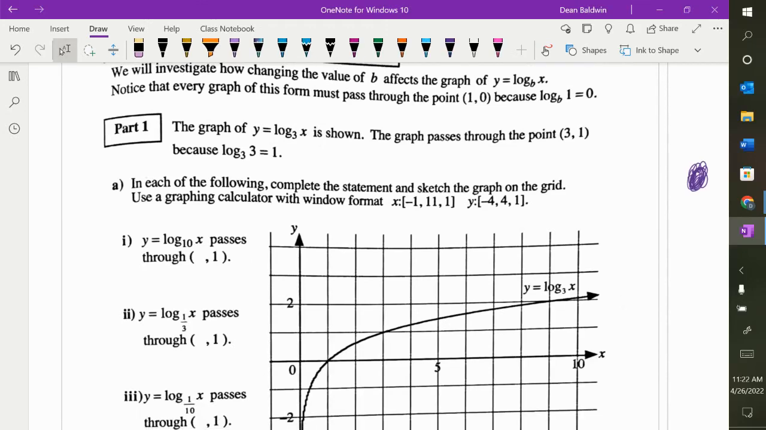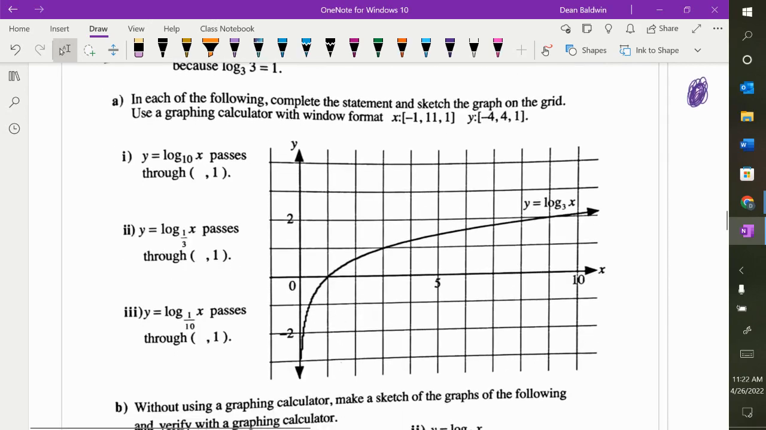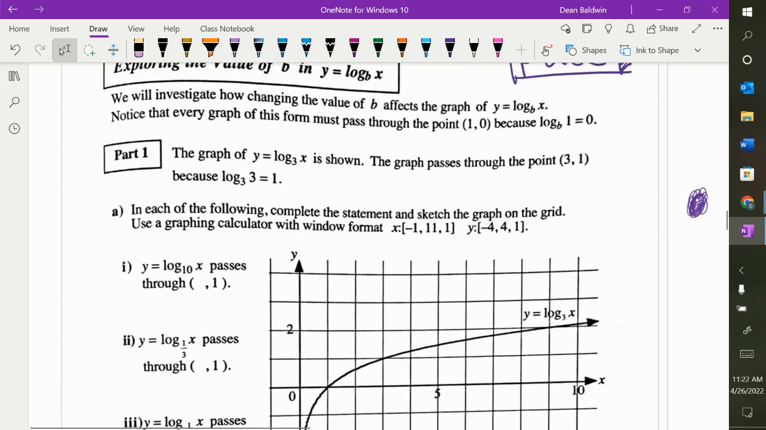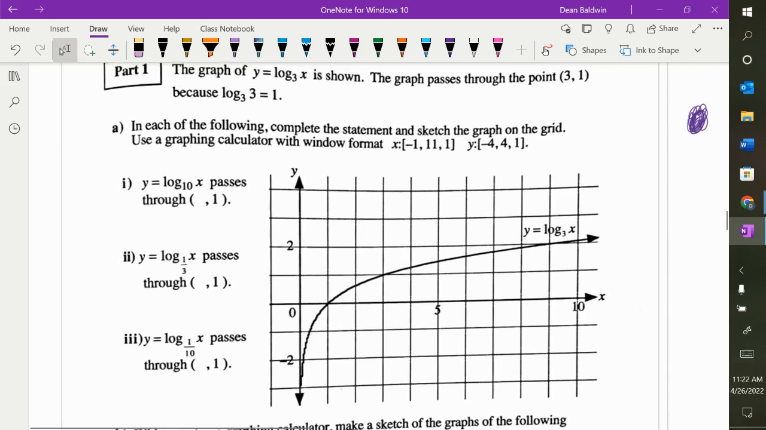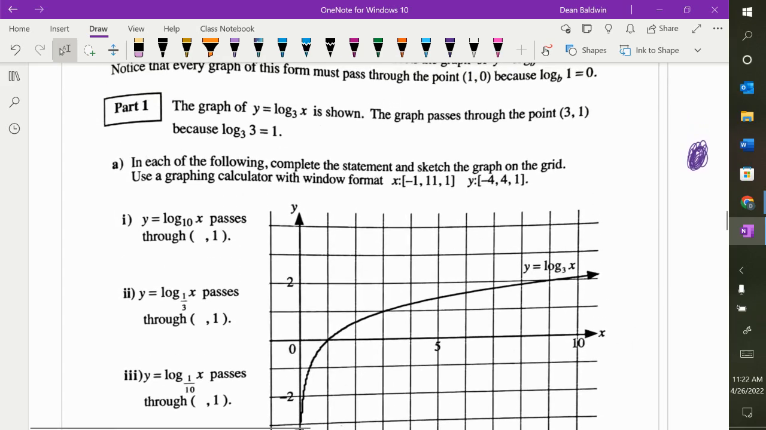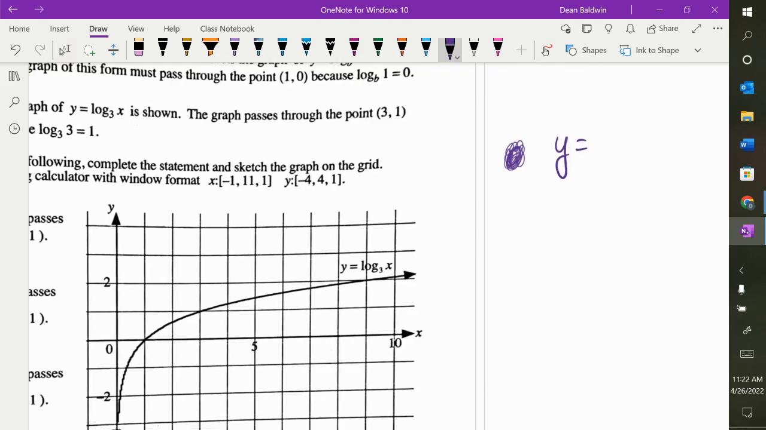You understand the general shape and how to predict what it's going to look like. So here is the graph of y is equal to log base 3 of x.